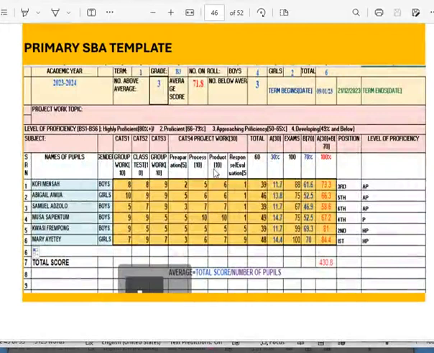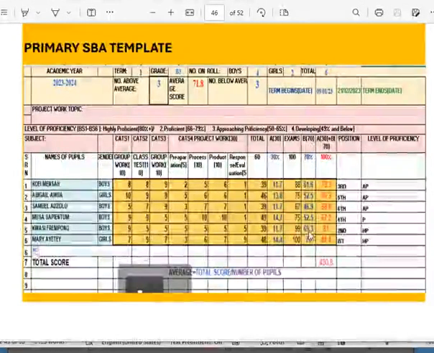Then when you are done, you add all to give you 60. After that, you find 30% of the 60 over here. Then you conduct the end of term assessment, which is 100. You find 70% of it. Then you add the A and B to it to get the 100% mark. Your position for the level of proficiency will also follow suit.